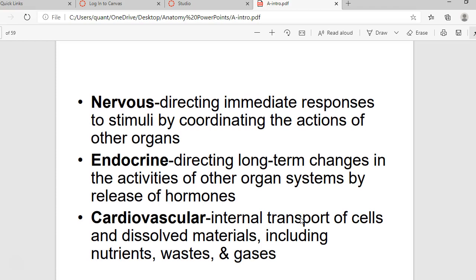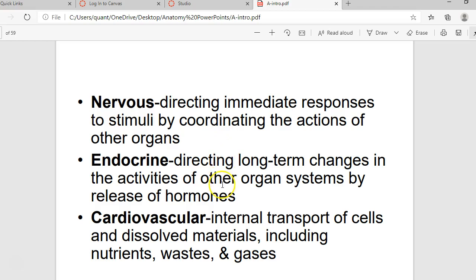Nervous system helps direct immediate responses to stimuli by coordinating the actions of other organs using chemical messengers known as what? And you would go neurotransmitters. Endocrine system uses chemical messengers known as hormones. So hormones are long-term changes. They happen over hours or days or weeks or months. Neurotransmitters generally do it quickly. Just seconds, or fractions of a second usually, and then they're broken down quickly.